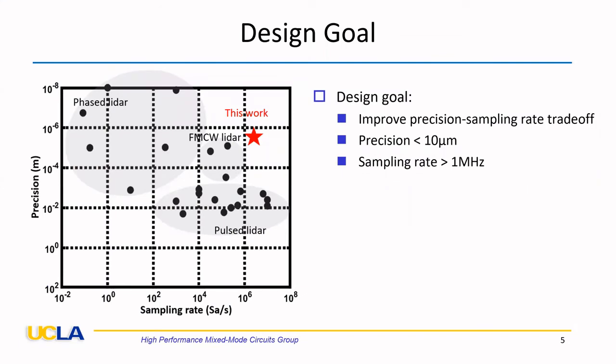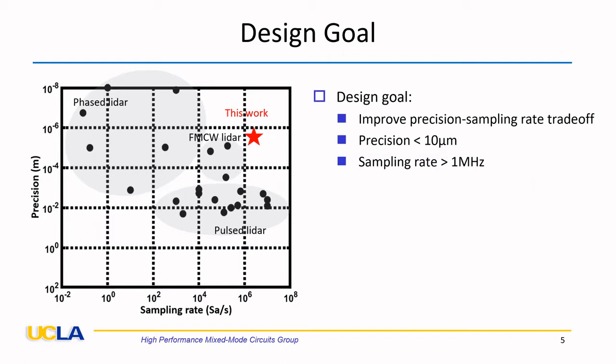Here we plot the state-of-the-art LiDAR systems in terms of precision and sampling rate. In this plot, we can see that there is a direct trade-off between precision and sampling rate. In order to achieve high precision, it typically takes a longer integration time to improve the signal-to-noise ratio. On the contrary, to push the speed limits, we sacrifice precision. In this work, our target is to improve the precision and sampling trade-off, to achieve better than 10 micrometer precision and faster than 1 megasample per second sampling rate.